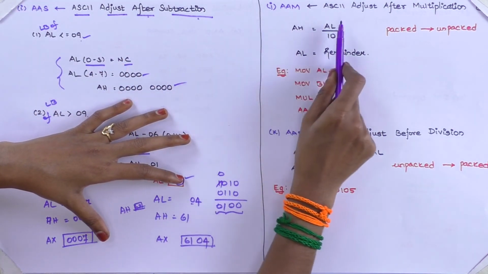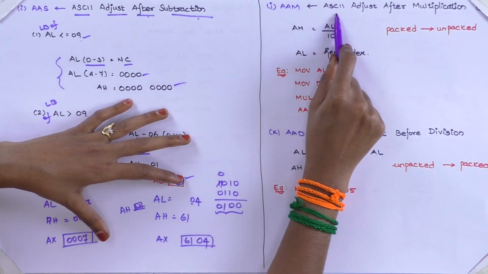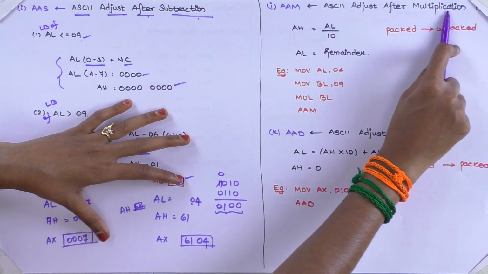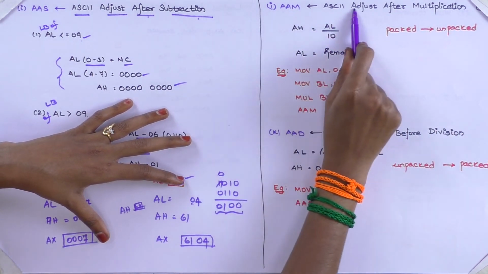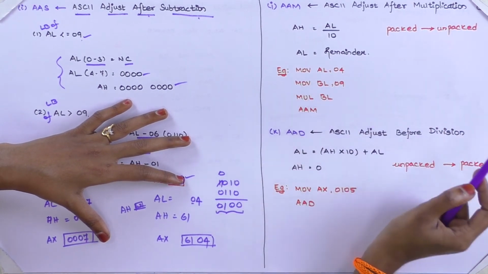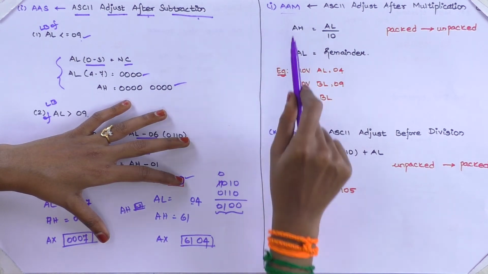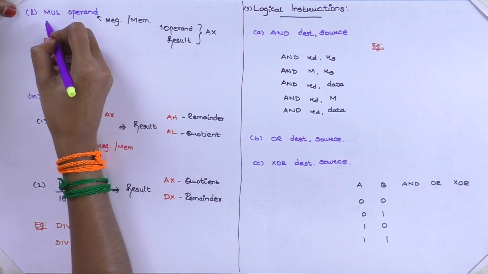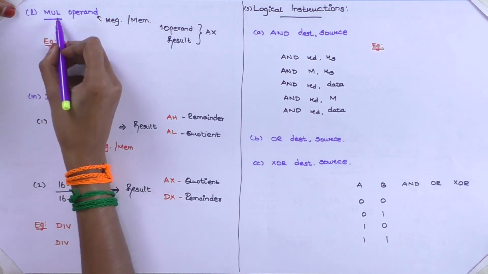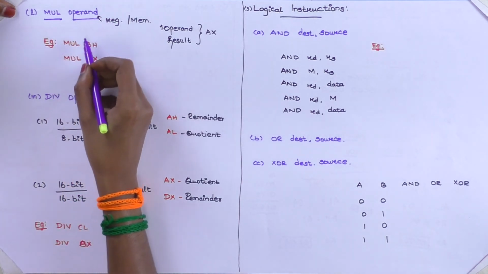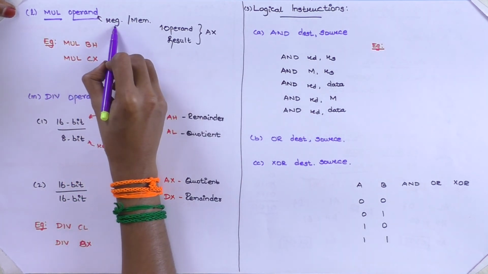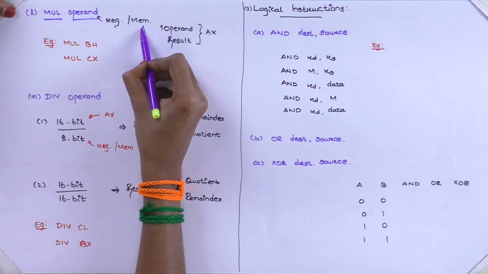So the next instruction that we can see is AAM, ASCII adjust after multiplication. Fine. So before this, we are supposed to see the multiplication and division instructions. Later we will see about AAM and AAD. So the next instruction is multiplication, multiply operand. This operand can be mentioned using a register or it can be from the memory. Fine. So in this multiplication and division operation, one of your operands should be in the accumulator.